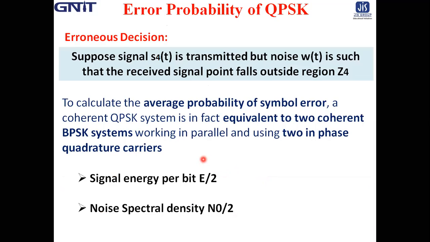To calculate the average probability of symbol error, note that a coherent QPSK system is in fact equivalent to two coherent binary PSK systems working in parallel and using two carriers that are in phase quadrature. This is merely a statement of the quadrature carrier multiplexing property of coherent QPSK.